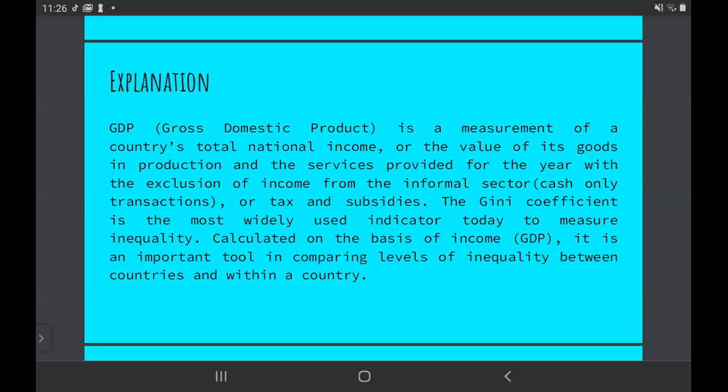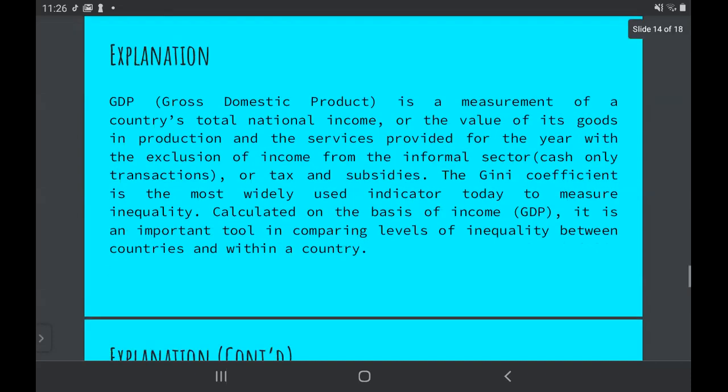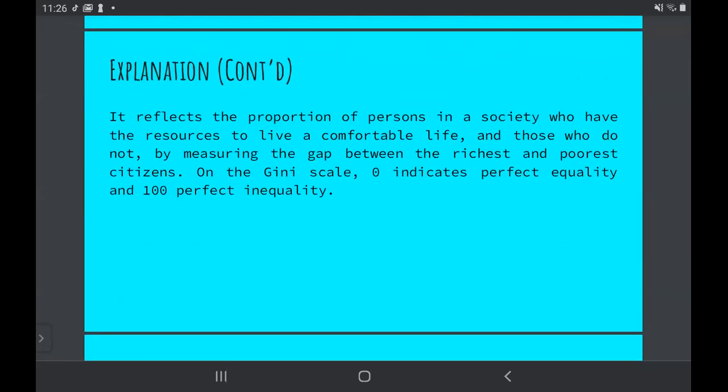The Gini coefficient is the most widely used indicator today to measure inequality. Calculated on the basis of income, it is an important tool in comparing levels of inequality between countries and within a country. It reflects the proportion of persons in a society who have the resources to live a comfortable life and those who do not, by measuring the richest and poorest citizens. 100 represents perfect inequality.